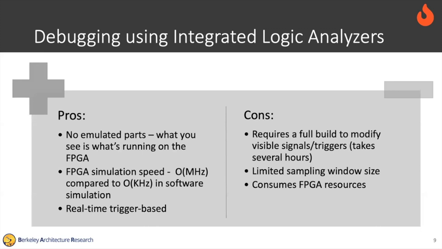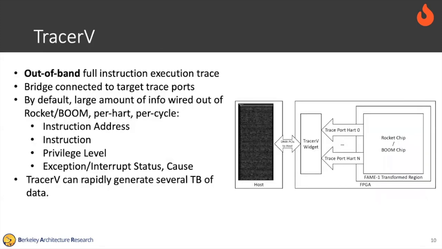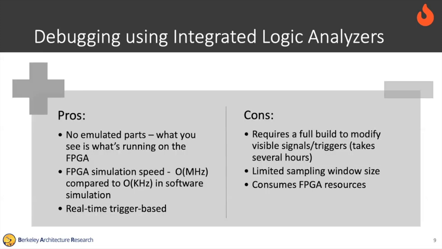There are a few cons, though. So if we want to change what we're actually capturing, we usually need to run an entire bitstream build. And usually we have a limited sampling window size, think like 1K, 4K, something like that. And it consumes FPGA resources, but of course, it's usually not that bad. Difficult to align the different timescales. Because if my simulated machine has something happening at clock cycle 1000, it's most likely not the clock cycle 1000 I'm seeing with ILA.